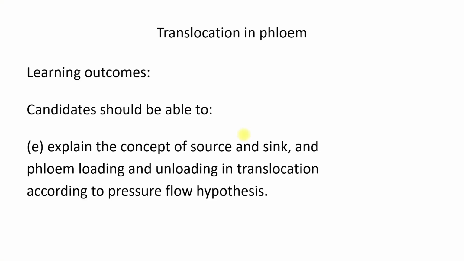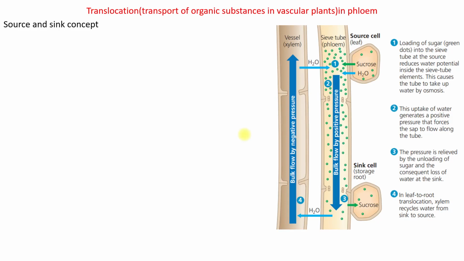Okay, so today we'll be learning about the translocation in phloem, right? So, candidates, you should be able to explain the concept of source and sink and phloem loading as well as unloading in translocation according to the pressure flow hypothesis. Generally, translocation in phloem means the transport of organic substances in vascular plants.